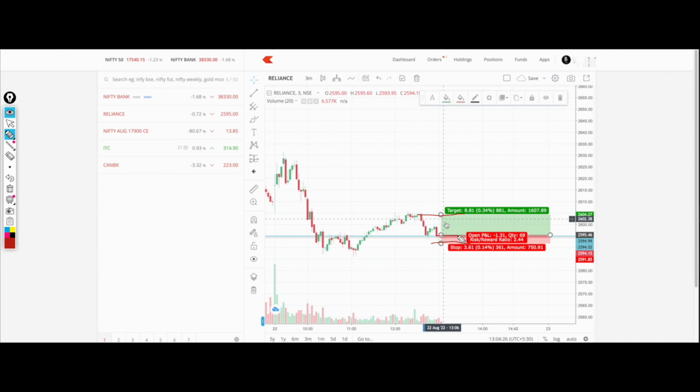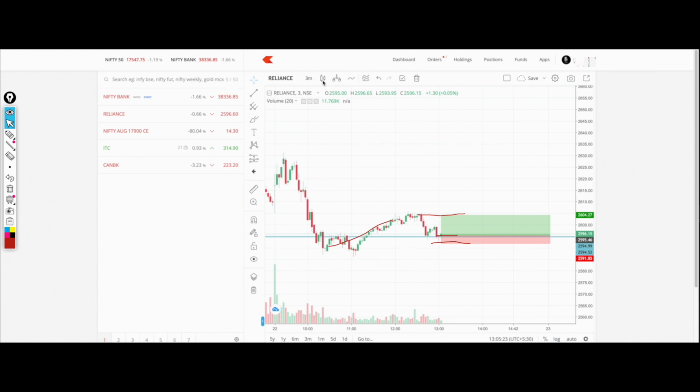My entry was here. Now some of you might find it difficult to mark support and resistance levels because so many candles might create confusion among you. At that time, what you can do is simply change to line chart. Line chart will show more clear information. So now I'll switch to line chart and show you. You go here, choose line chart. Now in this line chart, you can see things more clearly.